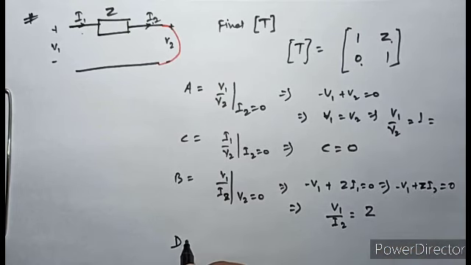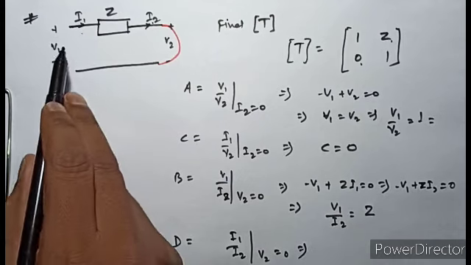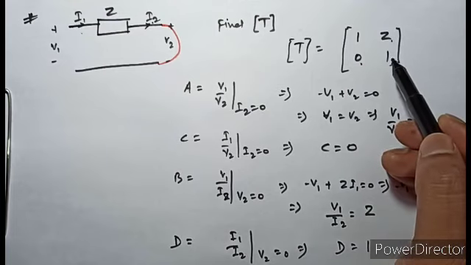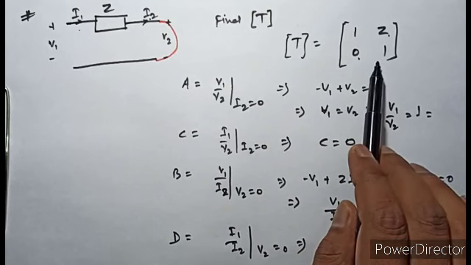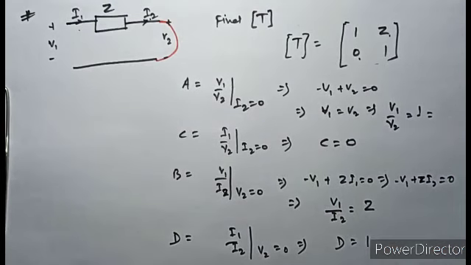And what is our D parameter? D parameter is I1 by I2 when V2 is 0, and I1 is equal to I2, that is why our D parameter will be 1. So this is our T parameter representation for this type of network. Now let us take another example.